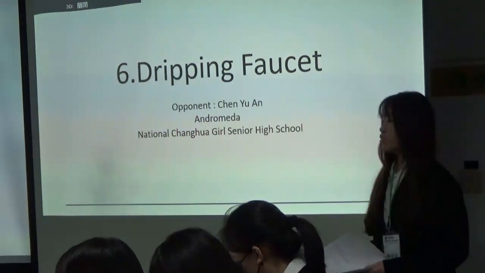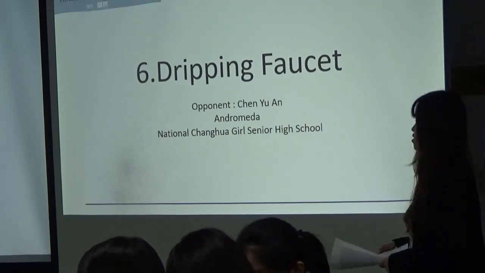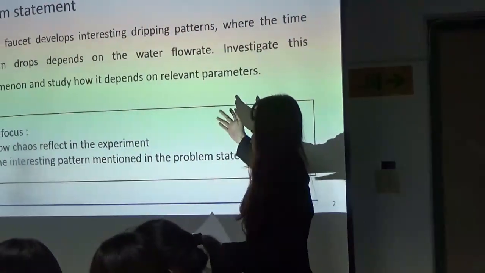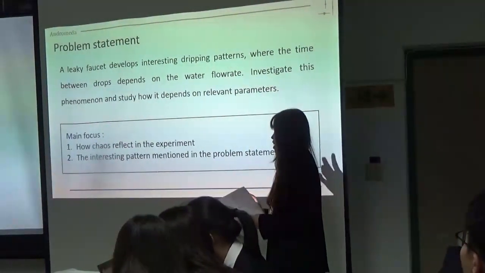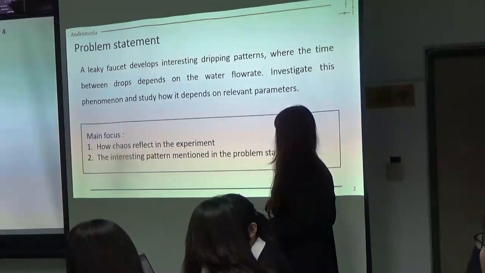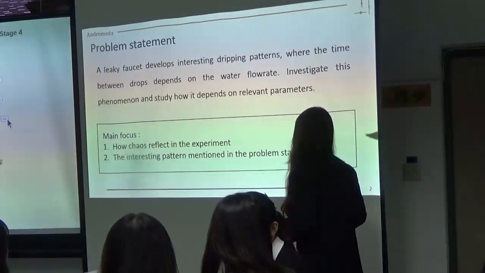Okay, hello everyone, I'm Jenna from Team Andromeda. Today I'm going to oppose problem number 6, dripping faucets. And here is the problem statement. Our main focus is how chaos reflects in this experiment, and number 2 is the interesting pattern mentioned in the problem statement.